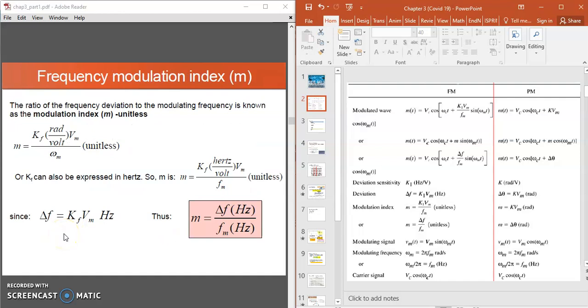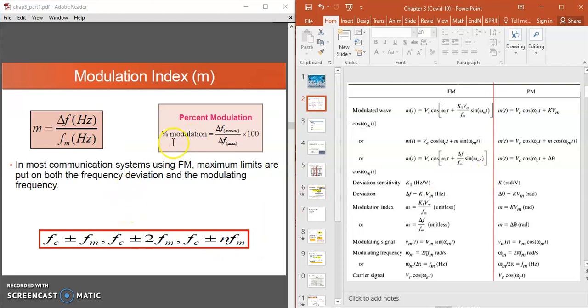Now, similar to amplitude modulation, the important element for analysis in frequency modulation is the modulation index. This one is if you want to solve in terms of radians. This formula is if you want to solve in terms of hertz. This one is the frequency deviation. Then this is the thing that we want to know: modulation index, delta F divided by Fm. What is delta F? Delta F is the frequency deviation. So percentage of modulation is delta F actual divided by delta F max times 100%.